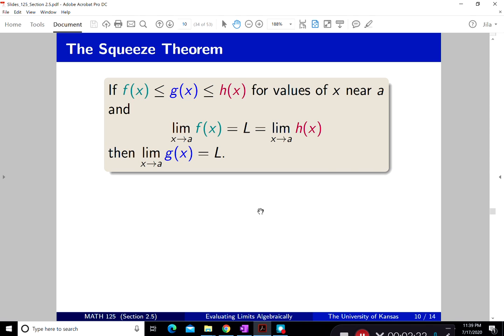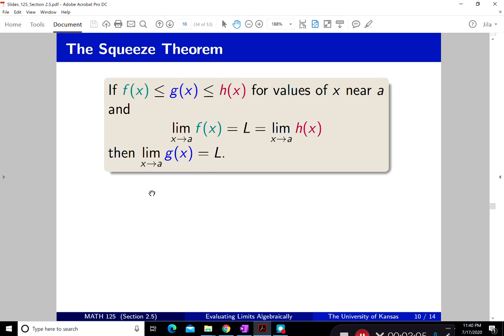So what does the Squeeze Theorem say? It gives a little bit more. If f of x is less than or equal to g of x, which is less than or equal to h of x for values of x near a, and the limit of f of x as x approaches a is equal to L, and the limit of h of x as x approaches a is equal to L, then the limit of g of x as x approaches a exists and is equal to L.